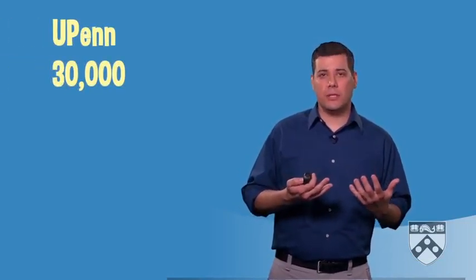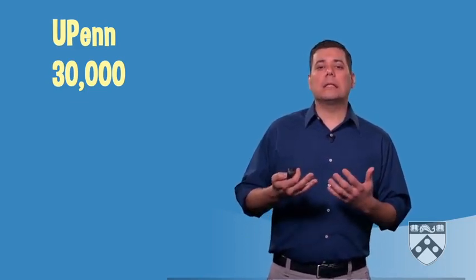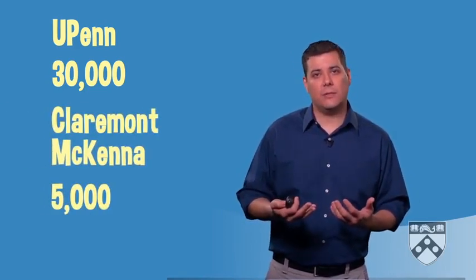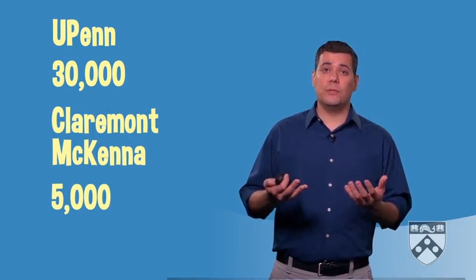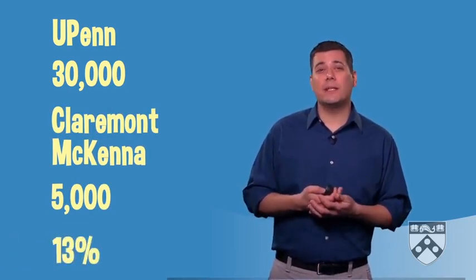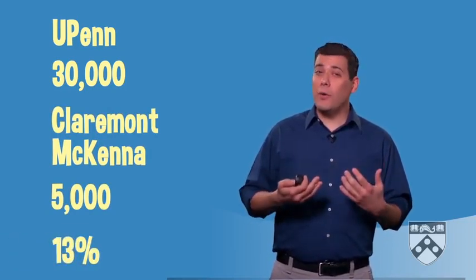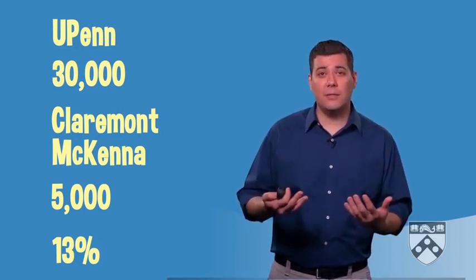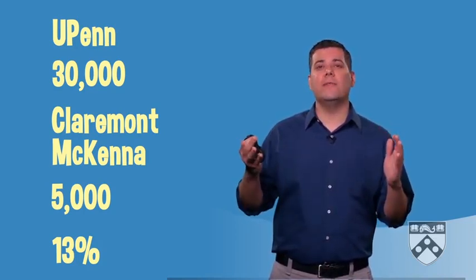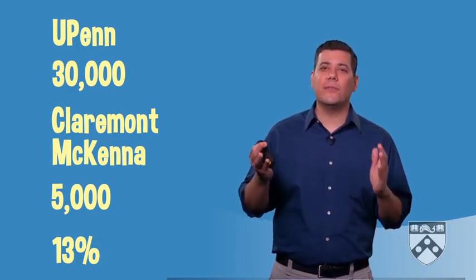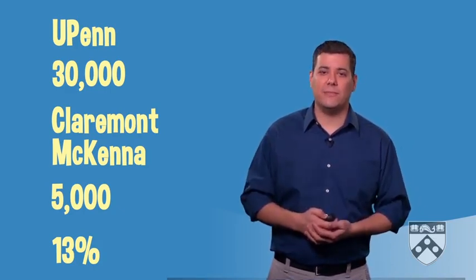You can also use acceptance rate to compare schools that have different amounts of applicants. For example, the University of Pennsylvania receives over 30,000 applications for admission each year. Claremont McKenna College in California receives just over 5,000 applications. Both schools have about a 13% acceptance rate. So they are both very, very hard to get into, even though they receive significantly different numbers of applications.